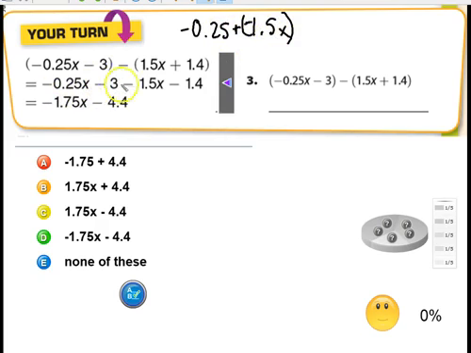And the same thing for the negative 3 and the negative 1.4. When you're doing negative 3 minus 1.4, you're going to make that an addition sign, and then you're going to make the 1.4 negative. It's easier that way. All right?